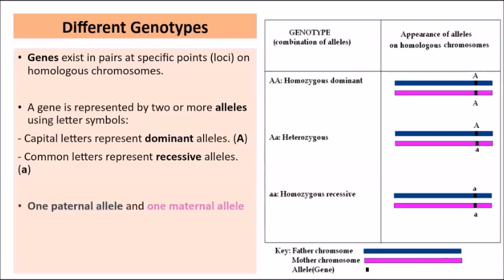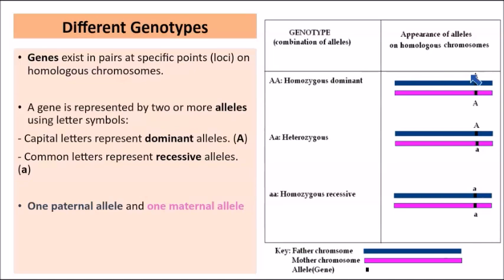So what you're seeing here is one paternal allele and one maternal allele. I have it color coded. The blue chromosome represents the one from the father, the pink one represents the one from the mother, and we're seeing the position, the location, the loci of the actual genes, the alleles that would determine the individual's characteristic. So in this first one, this individual has a genotype. Remember, genotype is a combination of the alleles. So we have two capital A's representing two dominant alleles. So this individual is described as homozygous dominant.